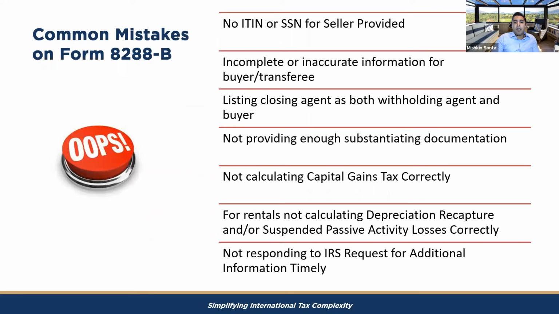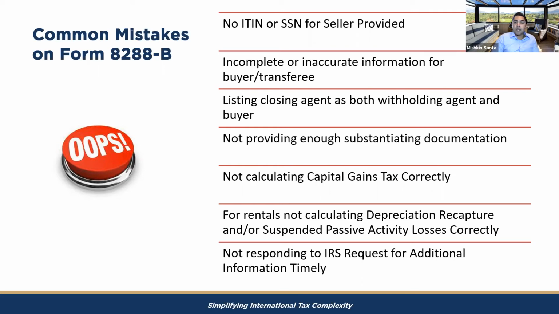Common mistakes for the 8288B. So the big one that I see a lot is there's no ITIN or SSN provided. I look at it and I'm like, whoa, step 1, get your ITIN, get your SSN, put it on there. There's incomplete or inaccurate buyer information. You've got to get with your buyer and say, hey, I need your full info. I need your social. I know that's a big ask, but in these situations, you've got to disclose it if you're going to do the 8288B. Some people will list the closing agent as both the withholding agent and the buyer. You can't do that. That's obviously not correct.